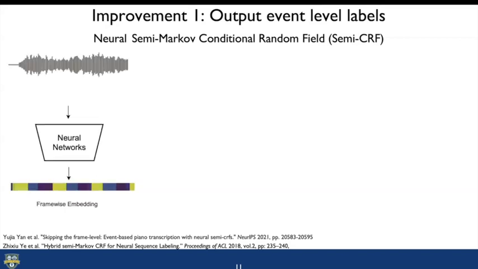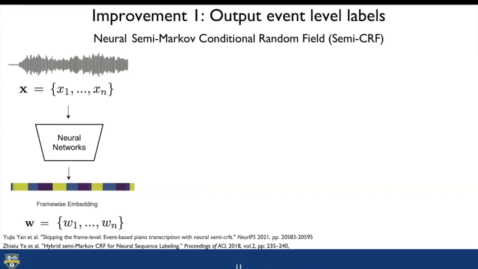Naively, we will have a network that will map the waveform or its acoustic features into frame-wise embeddings. We denote the input sequence as X with length n. It could be n frames of acoustic features. And we denote the output sequence with W. And for convenience, we also assume the length as n.